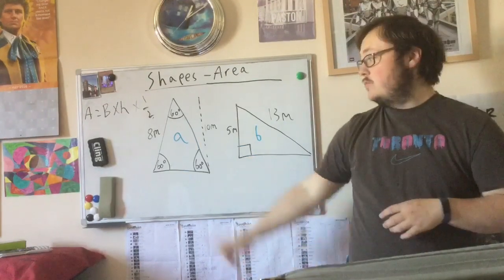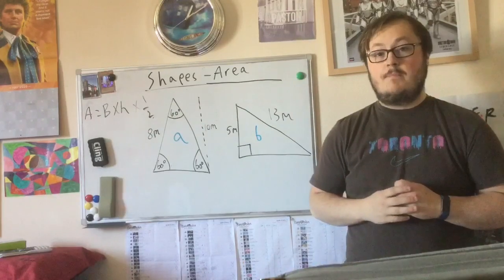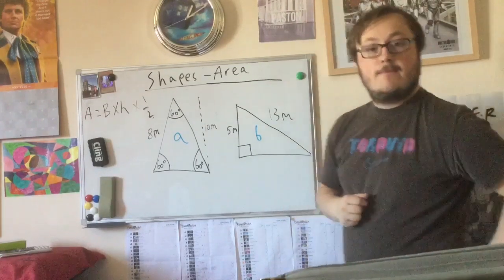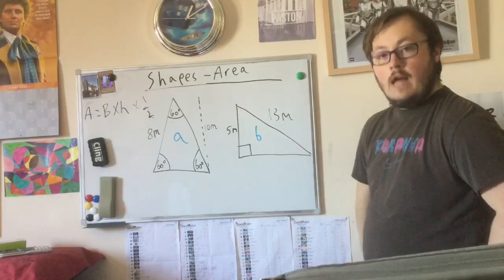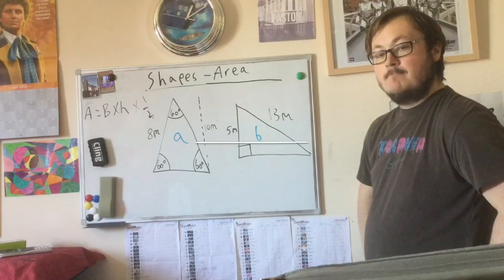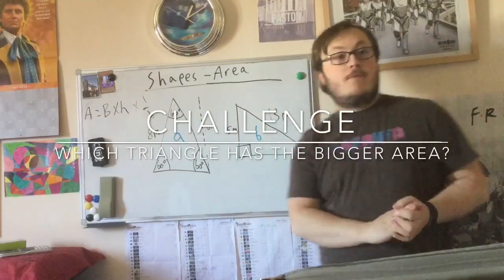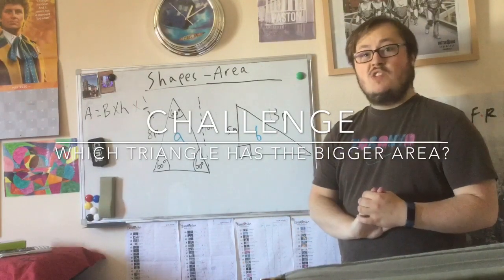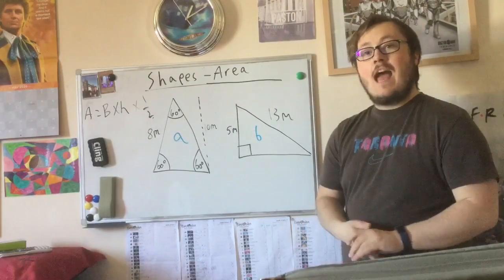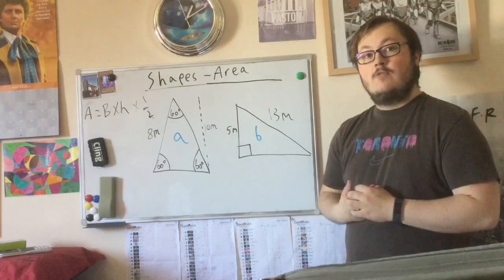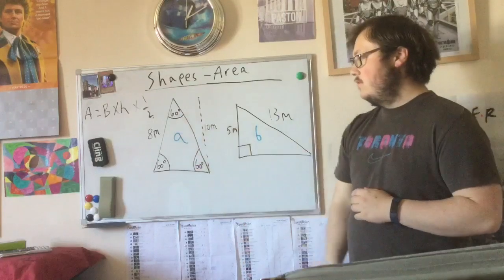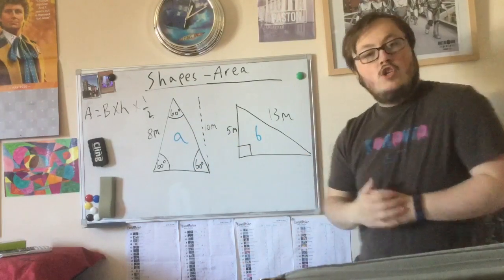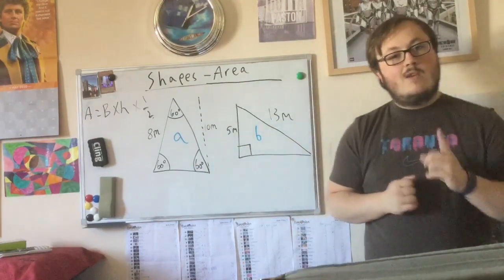I have two triangles. One of them's A, the other one's B. And I want you to find out for me which area is bigger out of these two triangles. I'm going to show you how you're going to do this. What information have I not given you that you need to know? And what information have I given you to help you find out the missing information? What do these mean? What does that tell us? Use your previously learnt knowledge to work this out.